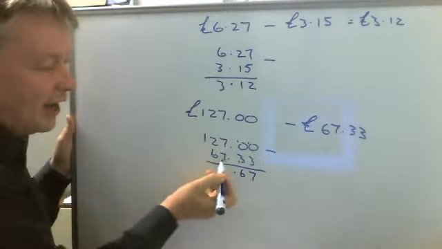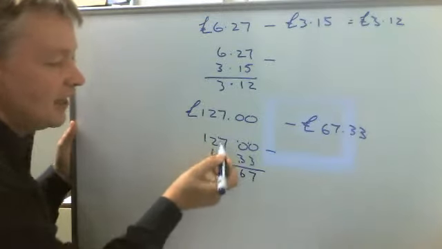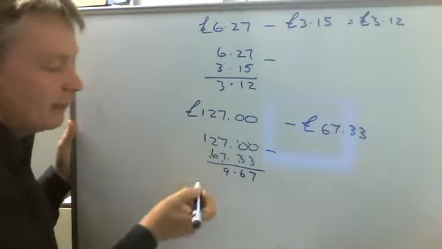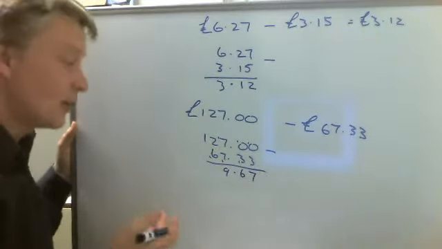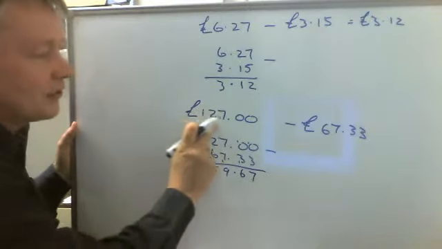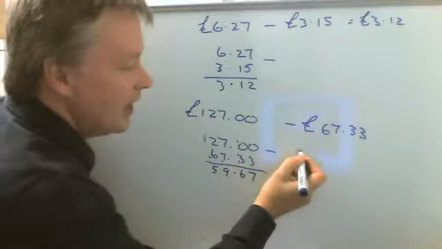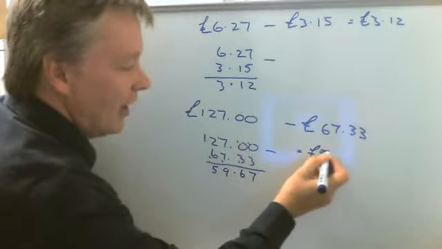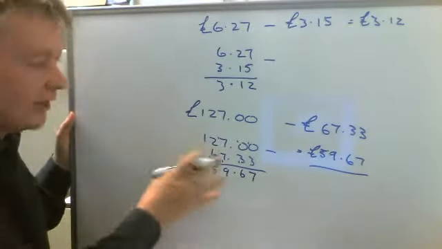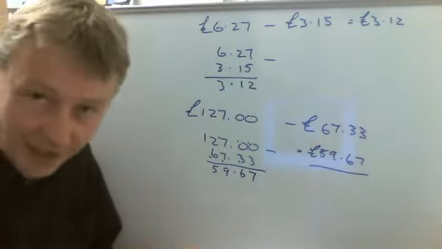it back over there. 8 from 7 I can't, so it becomes 17, so 8 from 17 is 9, and that's going to be 7 from 2, which I can't, so it becomes 7 from 12, which is 5. So the answer to 127 take away 67.33 is £59.67.